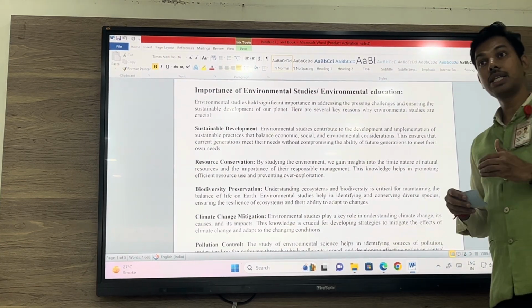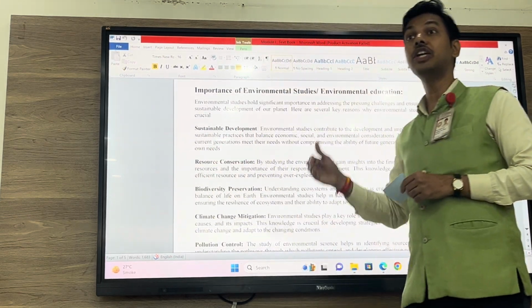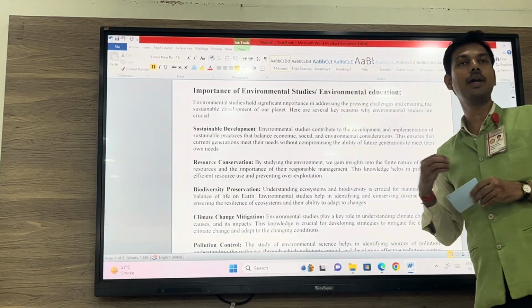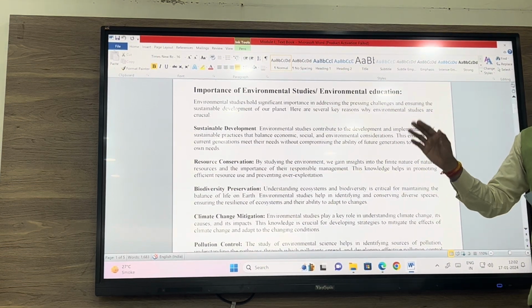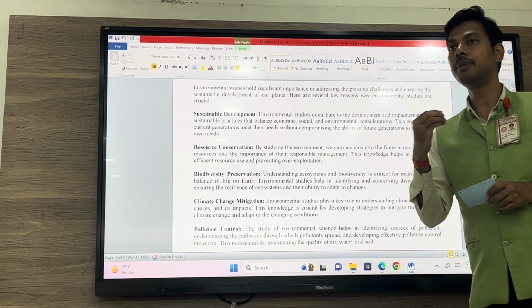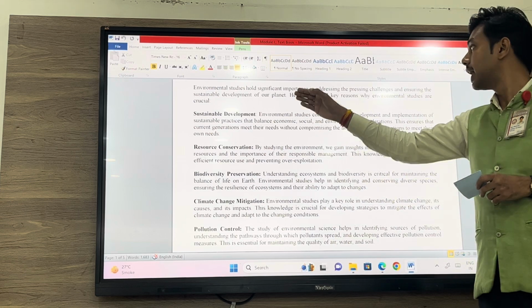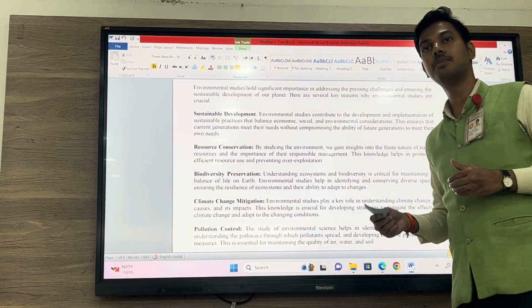Remember, the question can also be twisted as what is the importance of ecology study? Why we are doing the study of ecology? What is ecology? Environmental science. Well, it is important in various ways, because when we study environment, what exactly we come to know? We come to know about sustainable development.